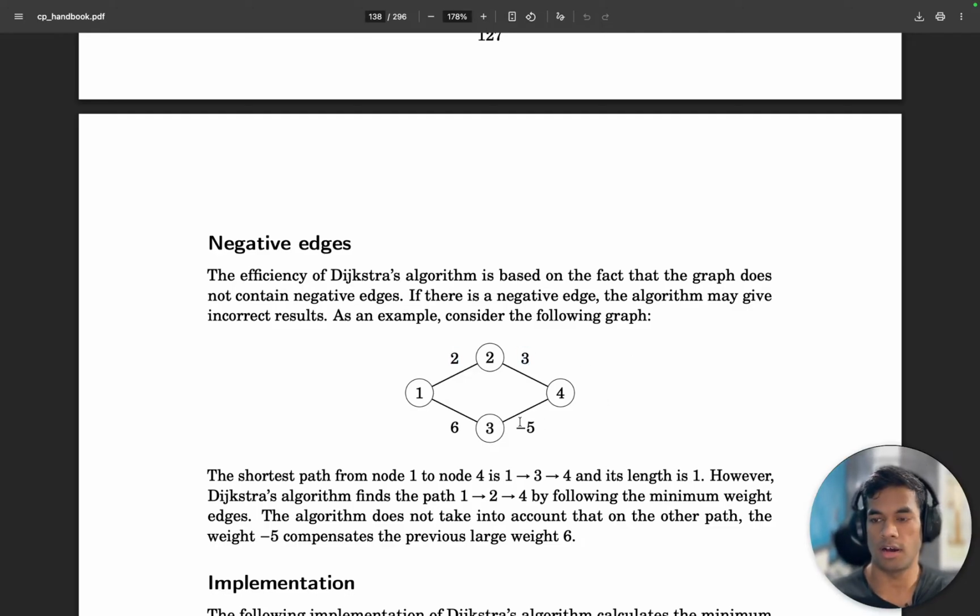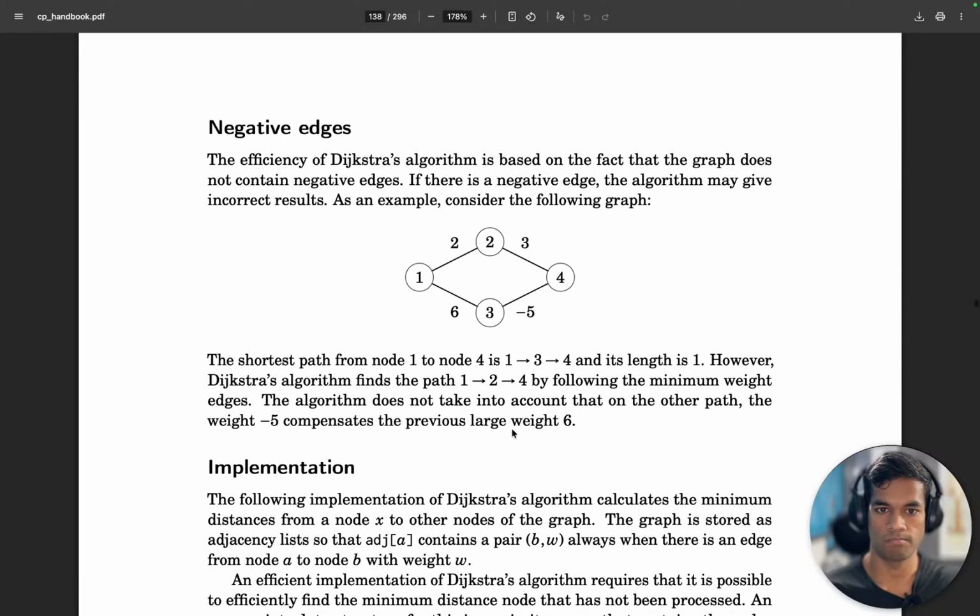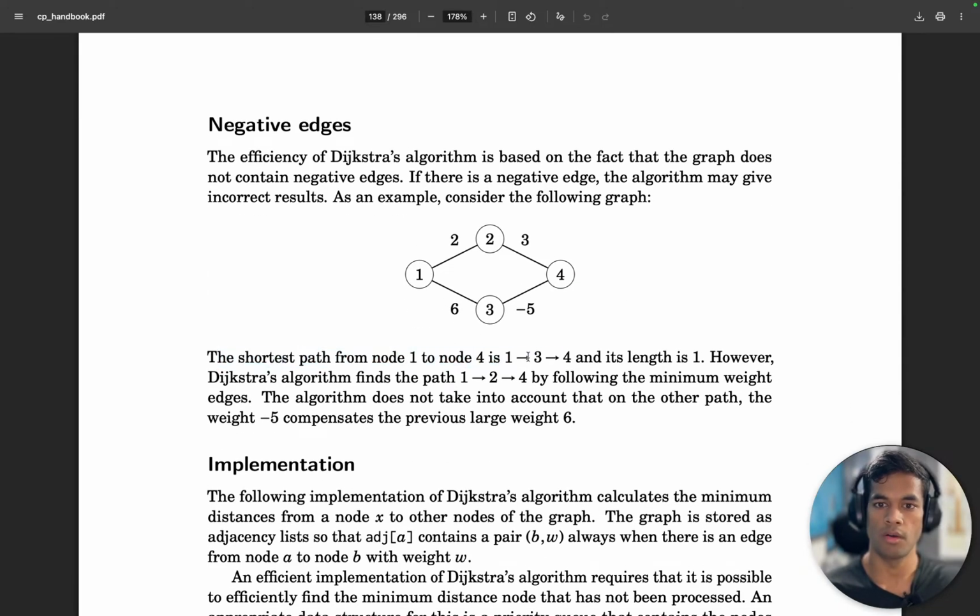But that is a mistake. It would have been better to go here and then go here, and the distance would have been 1. That makes sense. The shortest distance from 1 to 4 is via 1, 3, 4, and the length is 1. However, Dijkstra's algorithm finds path 1, 2, 4. By following the minimum weight edges, the algorithm does not take into account that on the other path, the weight minus 5 compensates the previous large weight 6.